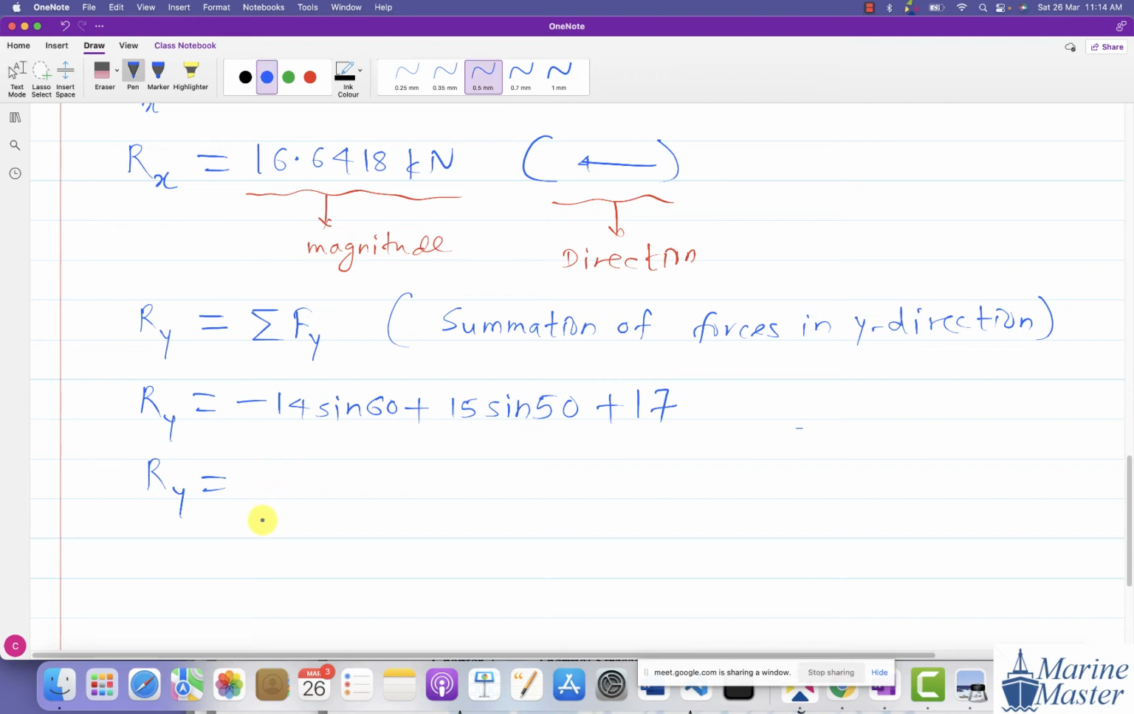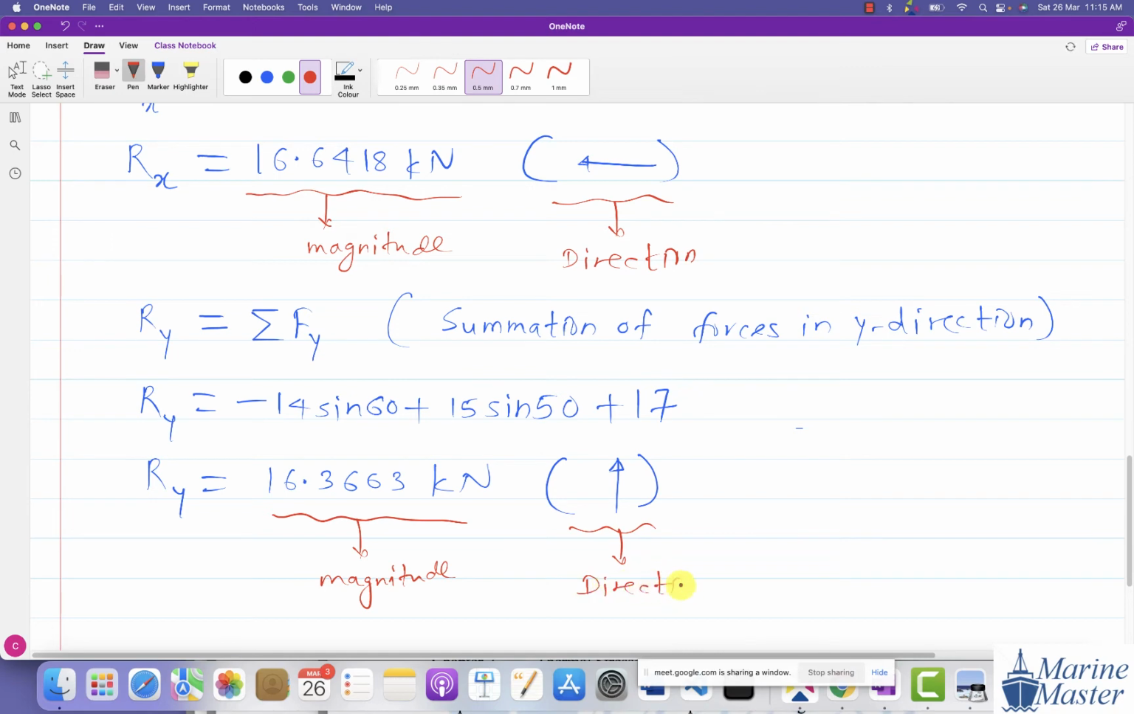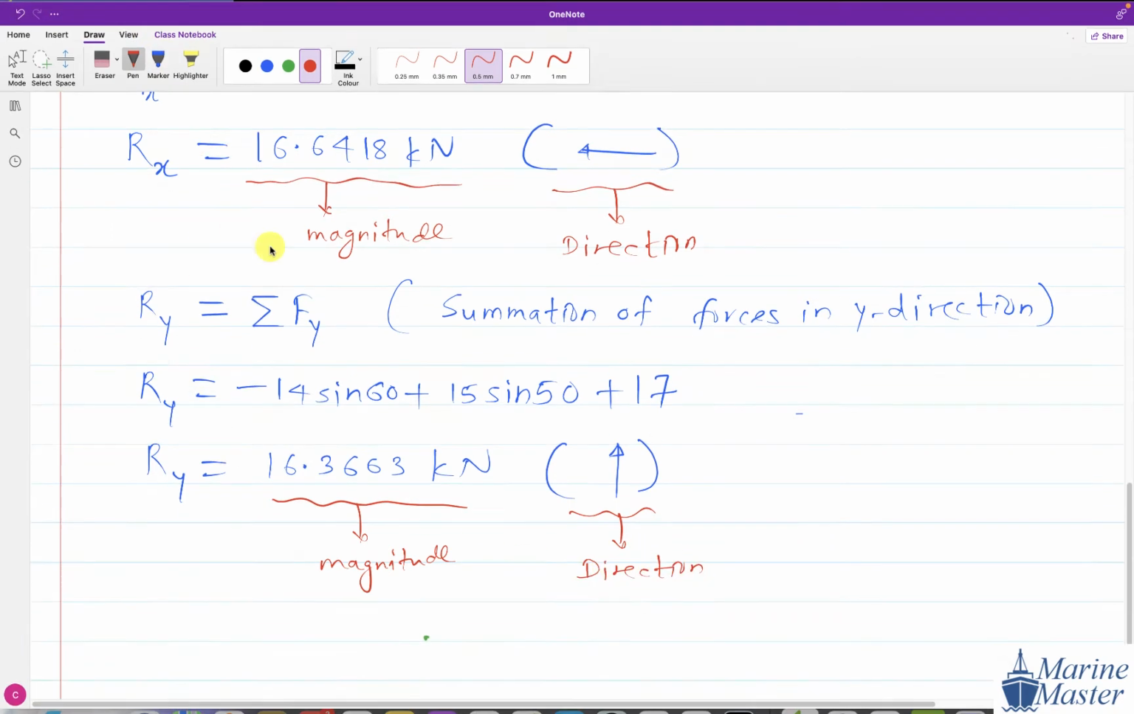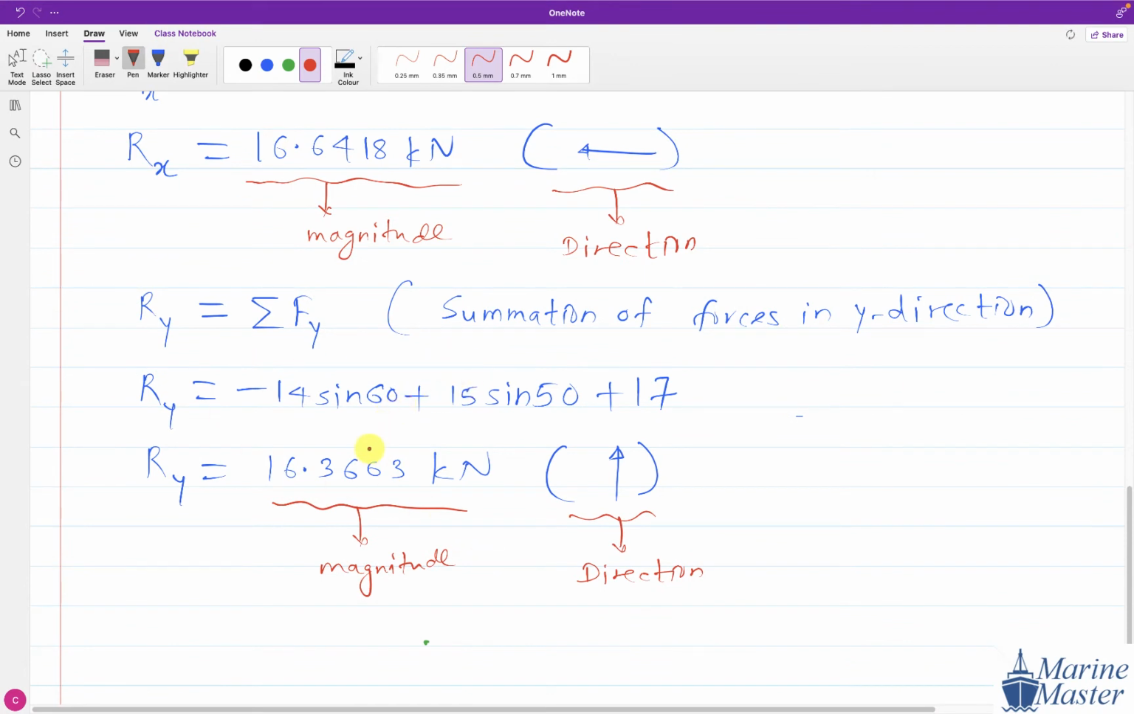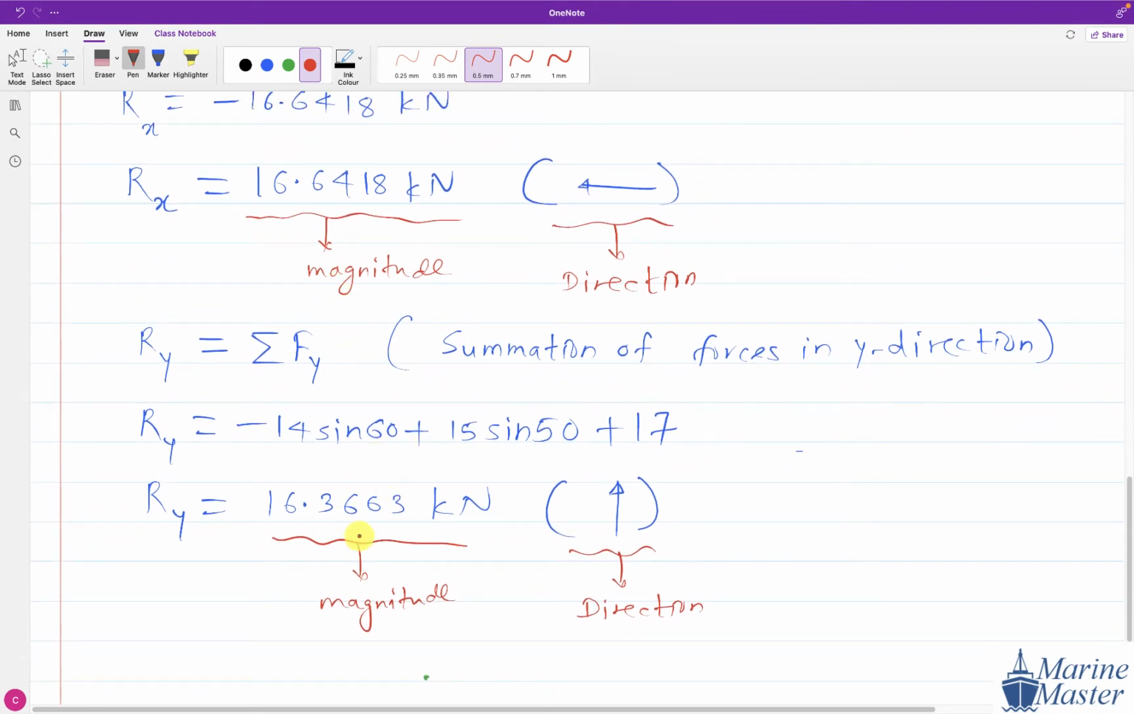How much are you getting? One minute, sir, calculating. Sir, 16.3663 kilonewton. We are getting a positive value, which means its direction must be upward. So this will be the magnitude of Ry, and this denotes the direction of Ry. As we are getting a positive value, we will take a positive value directly. Any doubt in this discussion? No, sir. So please write down this discussion.